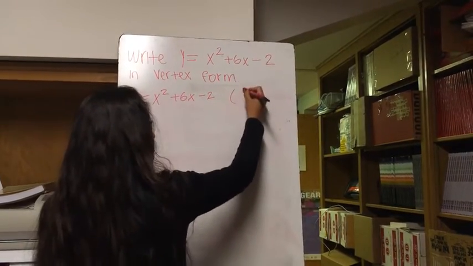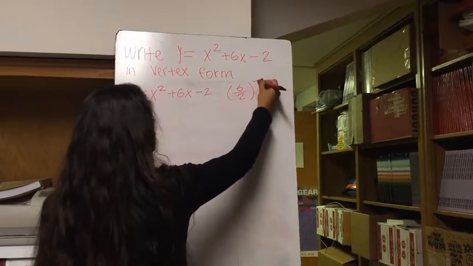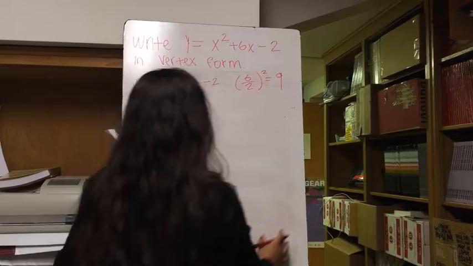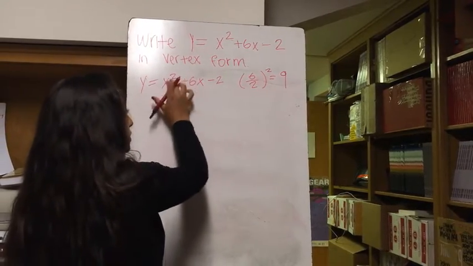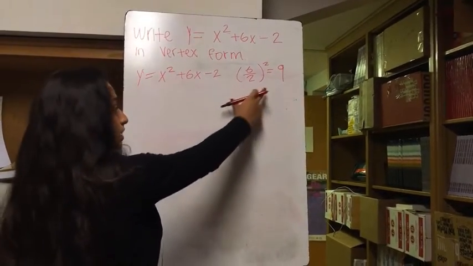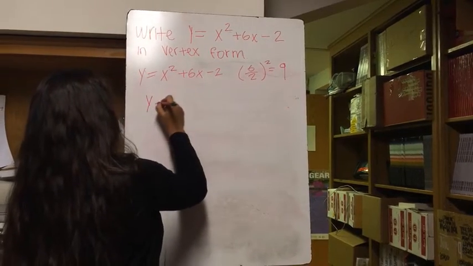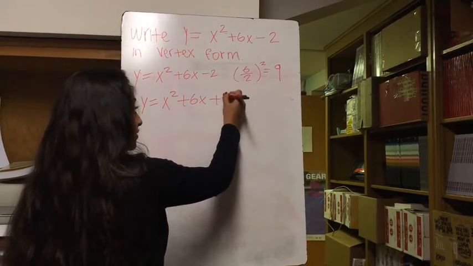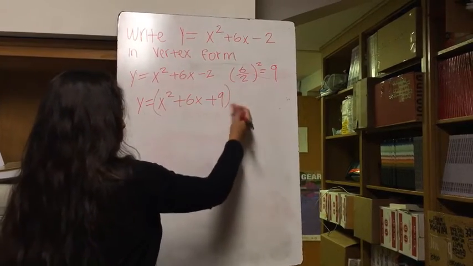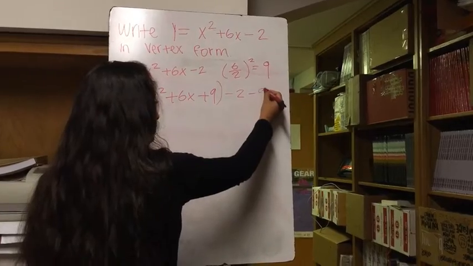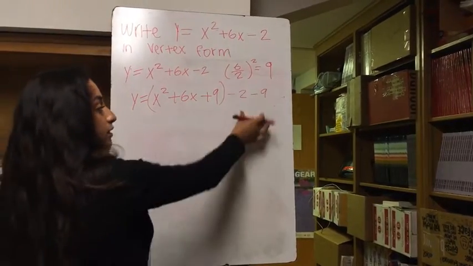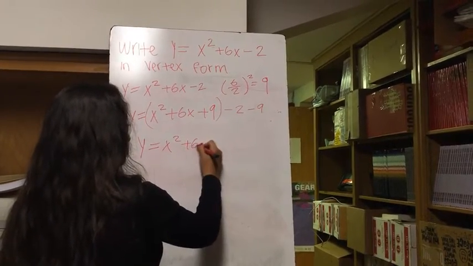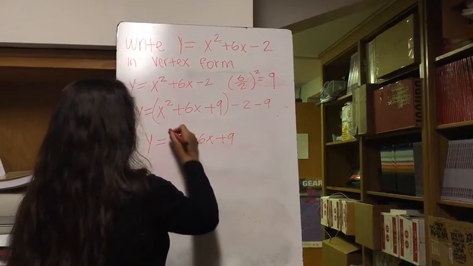So it will be 6 divided by 2, and you square that answer, which will be 9. Now you have to add the 9 back into this original equation and subtract it by -2. So you will do this. Y equals x squared plus 6x plus 9, parentheses, -2 and minus 9. So now you just combine the like terms right here. Y equals x squared plus 6x plus 9.